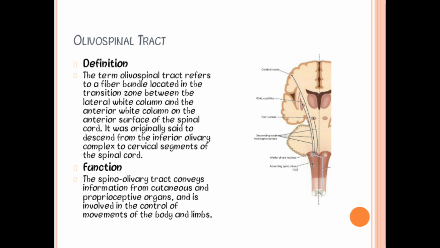Now, the next and the last one is the olivospinal tract, and basically, it is thought to arise from the inferior olivary nucleus, and then it descends in the lateral white column of the spinal cord. The function of it is that it influences the activity of motor neurons in the anterior gray column, but there is considerable doubt that it exists. Another function of it is that it conveys information from cutaneous and proprioceptive organs, and it is involved in the control of movements of body and limbs.